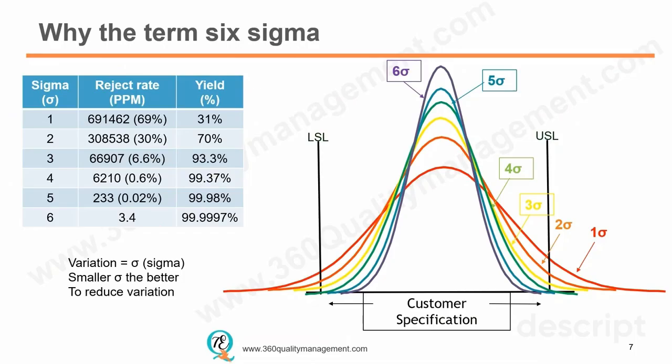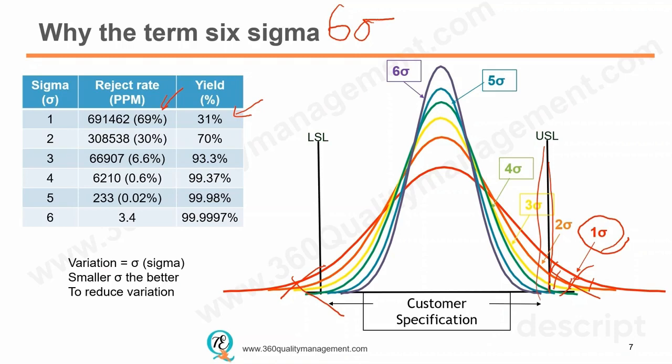We would also like to understand why it is termed Six Sigma. Let's look at processes with different sigmas. Like 1 sigma, we will have about 69% rejects with only a 31% yield rate. That means you are producing parts that will be out of the customer's specification. What is below this line is actually not wanted. That means these are all rejects.